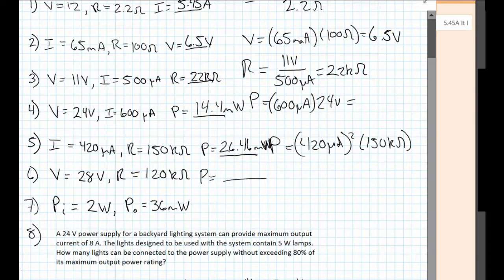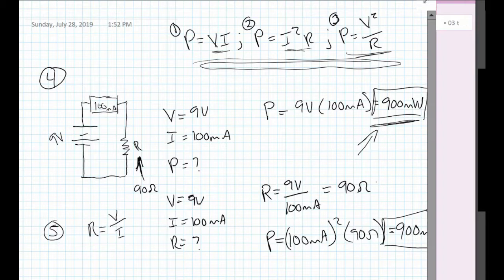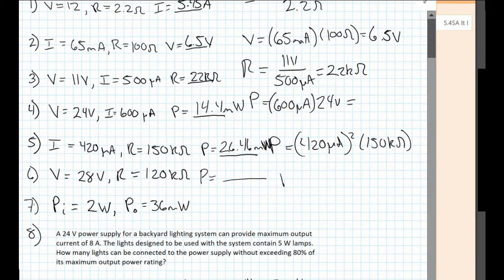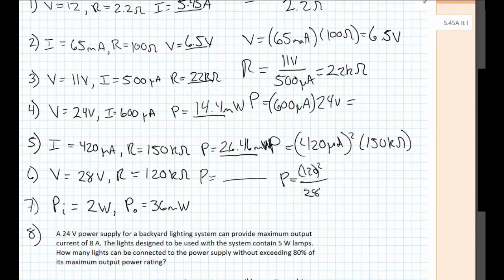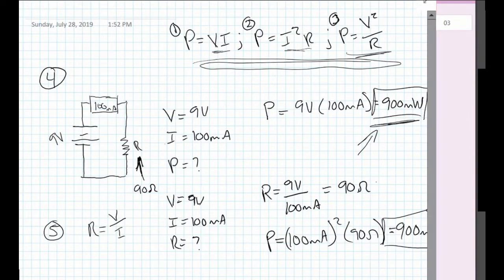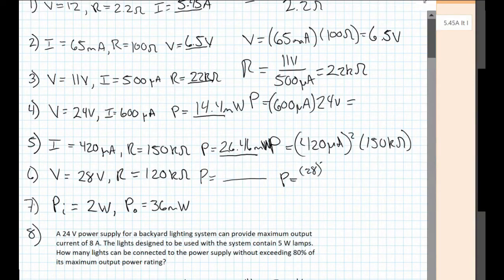All right, now we're looking at voltage. Go back over here. Voltage squared over resistance. So power is equal to the voltage squared, 120 squared, over the resistance. That's 28. Oh, did I mess it up? I think I messed it up. Yep, voltage squared over the resistance. Let's go back. Oh, I think I got it right. 28 squared over 120 kilo ohms. See, I made a mistake right here.